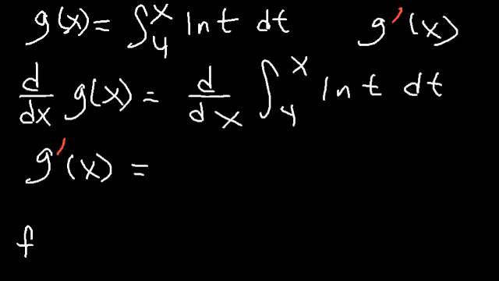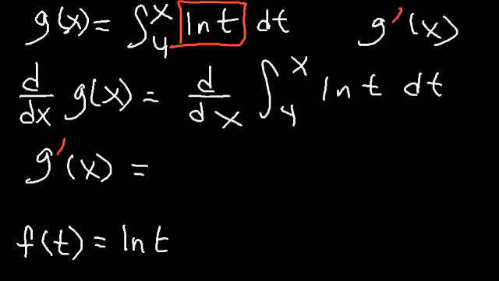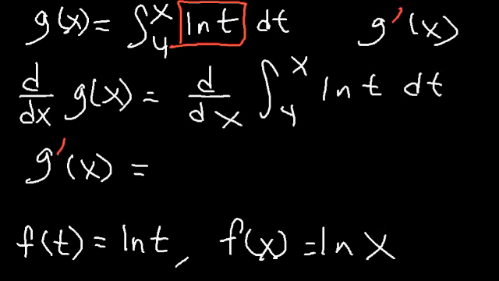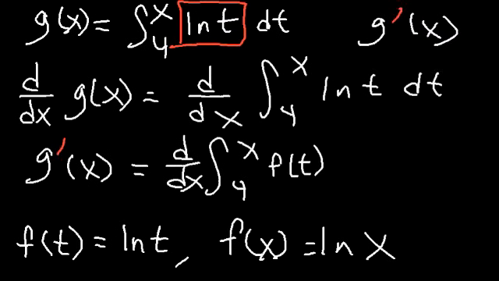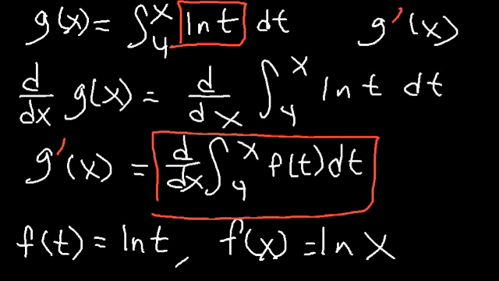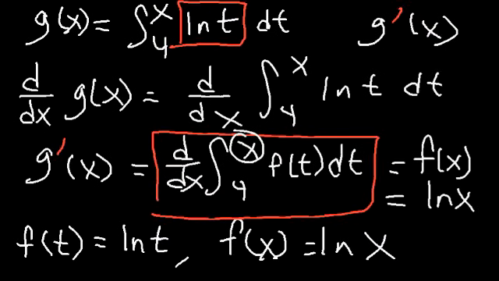Now remember, f of t is what we see here. It's, in this case, ln t. So if f of t is ln t, then f of x is equal to ln x. So let's replace this with f of t. So g prime of x is the derivative of the integral of f of t dt. And this entire expression, the derivative of the antiderivative of f, is going to be f, but we just got to replace t with x. So this is equal to f of x, which is equal to ln x. Now this is the final answer.